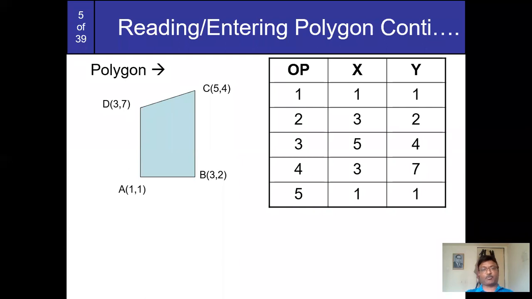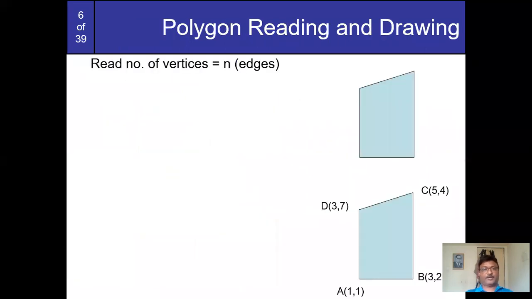So how can I enter it in the program? Come to the programming. So read the number of vertices. Number of vertices means number of edges. Number of edges you have to read, and that value you have to store in the n value. So this is my polygon A, B, C, D. So this is the polygon that I have put in the coordinates.